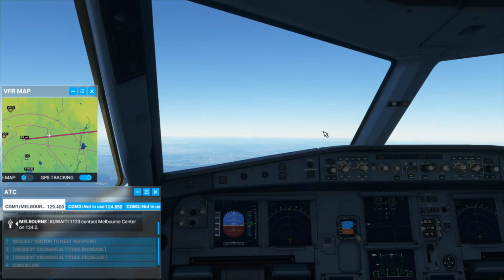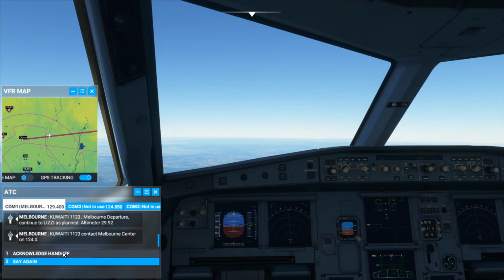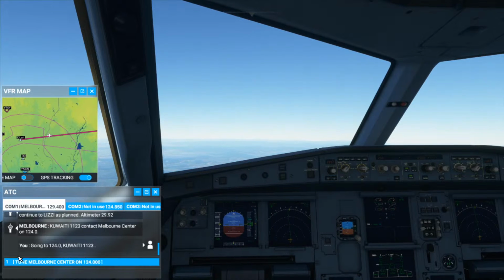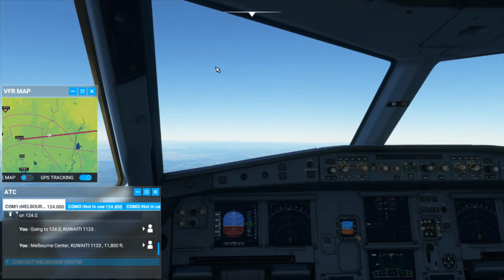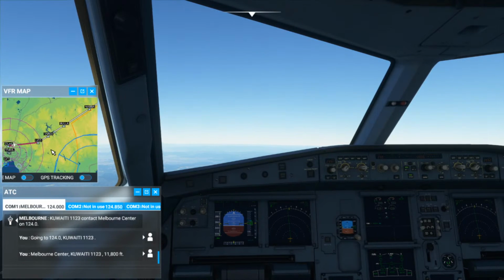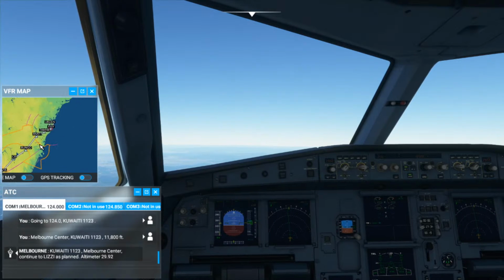Kuwaiti 1123, contact Melbourne Center on 124.0. Contact Melbourne Center. You guys are playing with me or what? Going to 124.0. What's going on here? Okay, Melbourne Center. Melbourne Center, Kuwaiti 112, 11,800 feet. Making sure this is stabilized. And we are on our way. 1123, Melbourne Center, continue to Lizzie as planned.